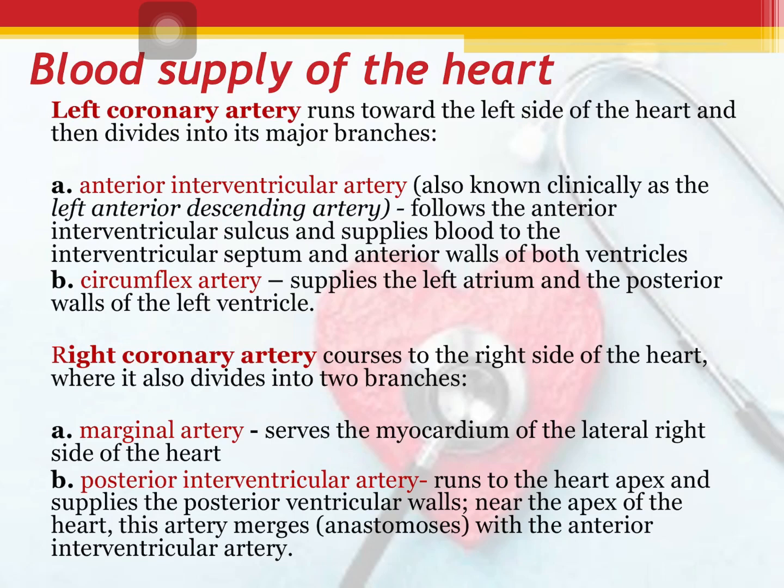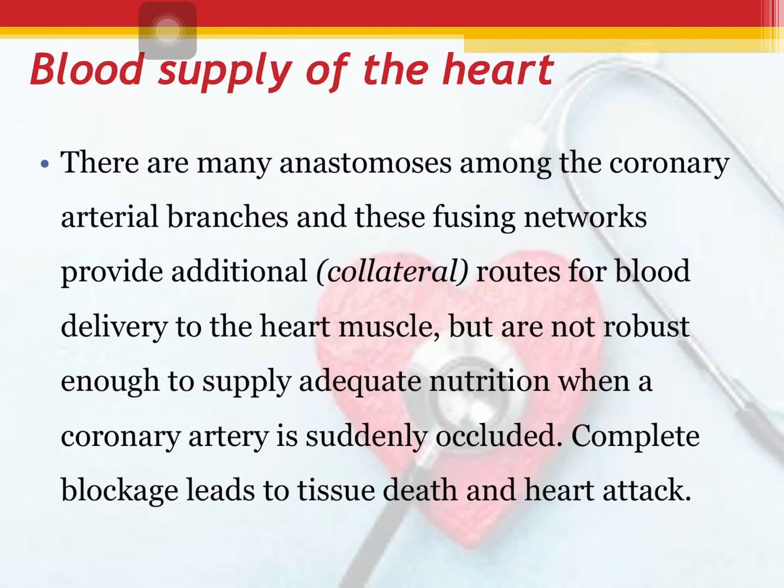The left coronary artery runs towards the left side of the heart, and it has two major branches: the anterior interventricular artery, known as the left anterior descending artery, and the circumflex artery. All of these supply the left portion of the heart. The right coronary artery courses along the right side of the heart, where it divides into two main branches: the marginal artery and the posterior interventricular artery.